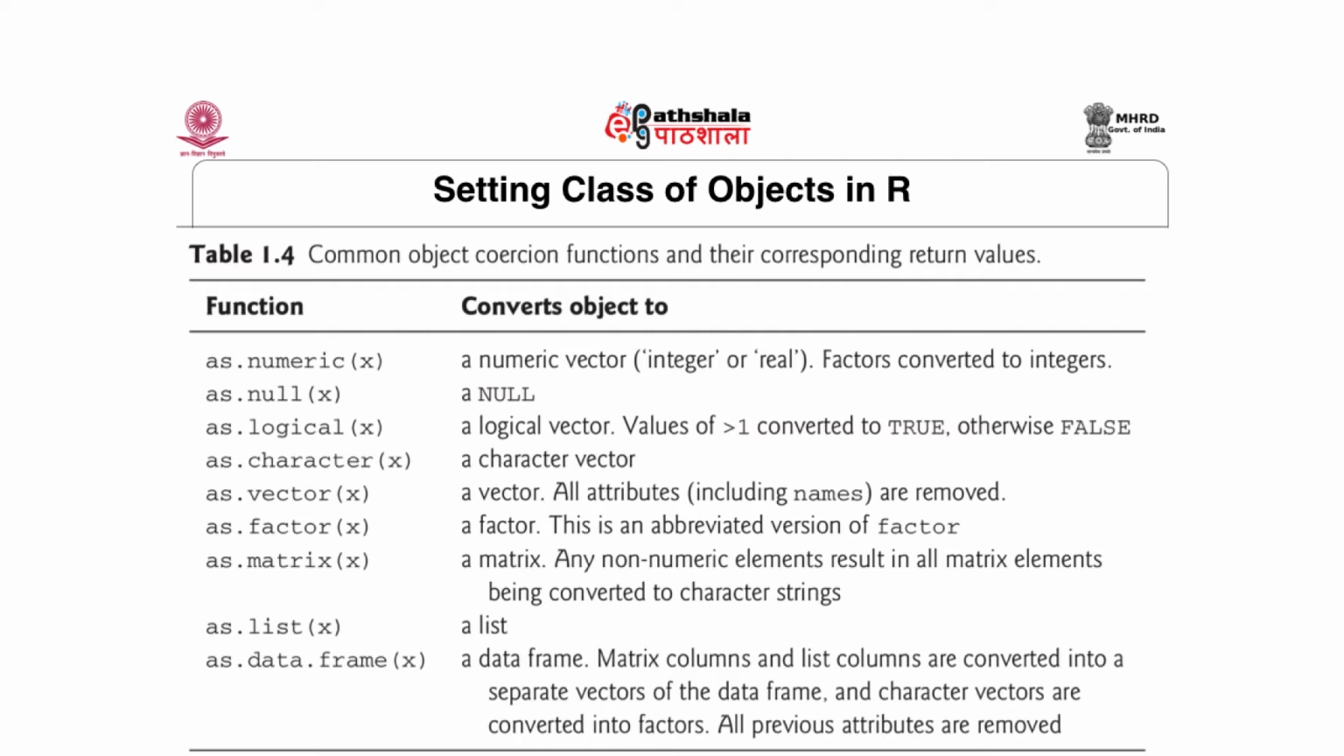So in order to do that, you use a function which is known as.numeric. So as basically tells you what it is that you want it to be, and numeric or null or logical or character or vector. We'll see what these are in course of time, as what it is that you transform it to.